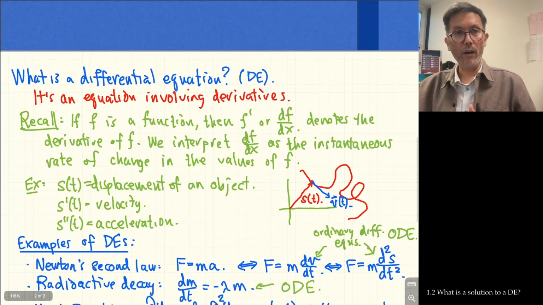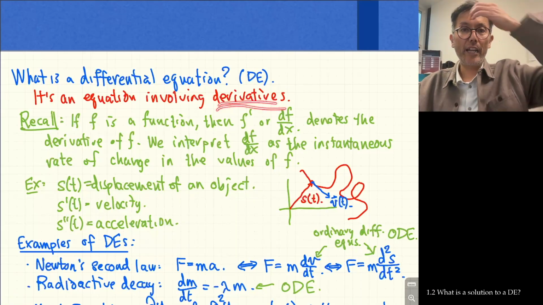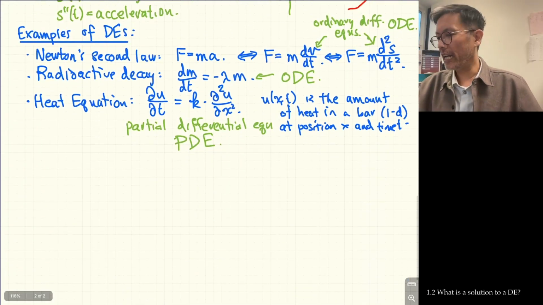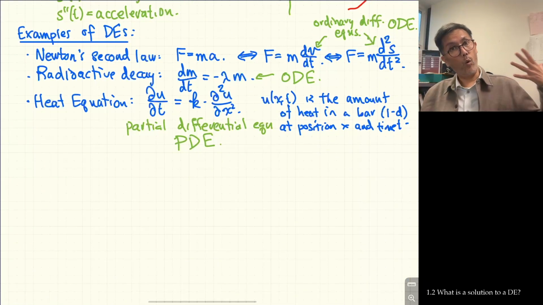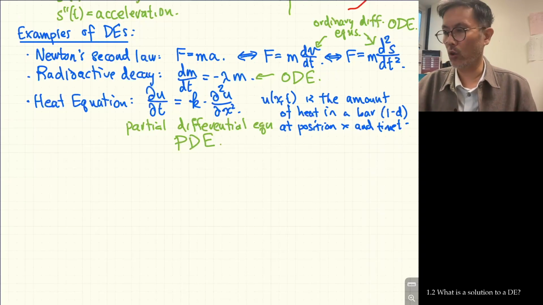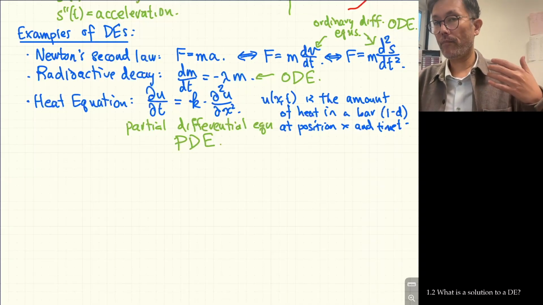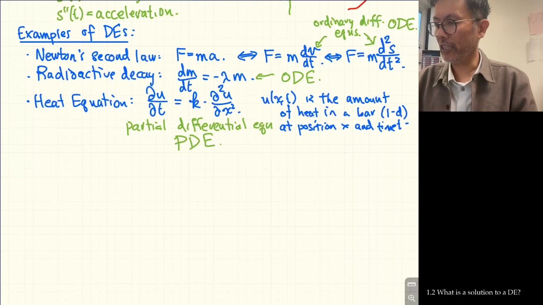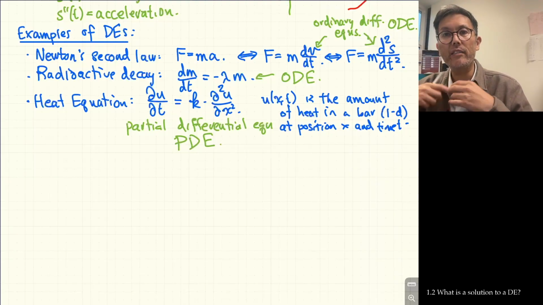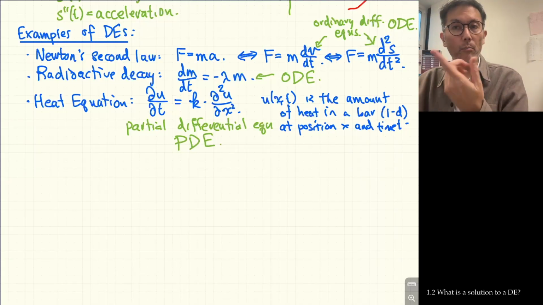Recall that a differential equation is simply an equation involving derivatives, and derivatives we interpret as the instantaneous rate of change of quantities. I gave you some examples of what are called ordinary differential equations, like Newton's second law or radioactive decay. And I also gave you examples of partial differential equations, for example the heat equation, where your quantity of interest, in this case heat, U, depends on more than one variable.